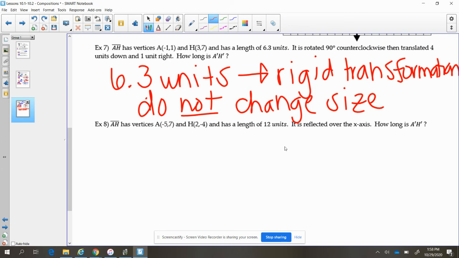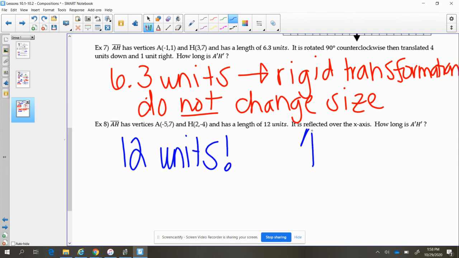What do you think about number 8 after you read that? What do you think is going to be the length of our transformed segment? Well, hopefully you notice that this is, again, just going to be 12 units long. All right, and again, the reason being is the reflection is a rigid transformation, so it's not going to change the size of our figure.